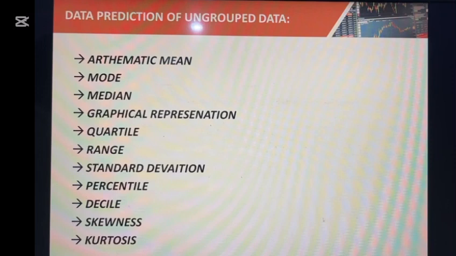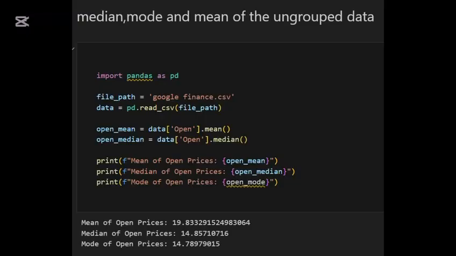By using Python, we found the following statistical measures about our datasheet. First of all, we find the central tendency metrics, which are mean, median, and mode. The calculated mean, that is 19.83, represents the average opening price. The calculated median, which is 14.7, provides the middle value, offering a robust measure against outliers. The calculated mode, which is 14.8, indicates the most frequently occurring opening price. These metrics together help us understand the center of the data distribution.